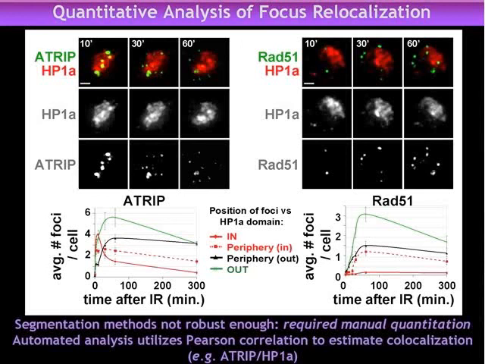Now, just in terms of approaches to how you do this quantitation, in fact, when we did these studies, we found that using automated segmentation methods was really not robust enough. This is a very dynamic domain, and you're trying to track these foci along with it. So it turned out that Rene Chiolo, the postdoc who led this study, had to do this through manual quantitation. You can imagine that's a lot of work. But we're now encouraged that we can do Pearson correlations to look at co-localization, for example, for A-trip and HP1, and we find that this is an effective way to do automated quantitation of these types of movies.